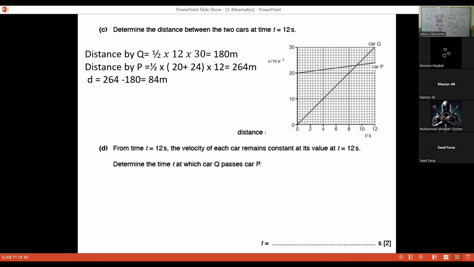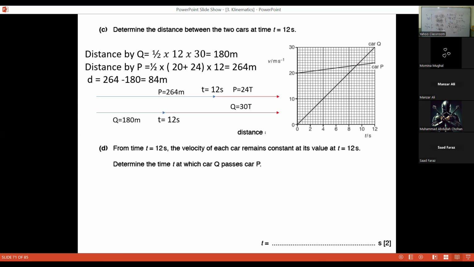In D part, it says that after 12 seconds, they both start to move with a constant velocity जो उन्हें achieve कर ली हुई है. That is, Q will be traveling the speed of 30 and P will be traveling the speed of 24. How long will it take for Q to catch up with P? That is, they will both be traveling same distance. ये देखिएगा initially Q ने 180 meters travel किया था और P ने 264. तो वो कहते हैं टोटल कितना टाइम लगेगा that they catch up with each other.